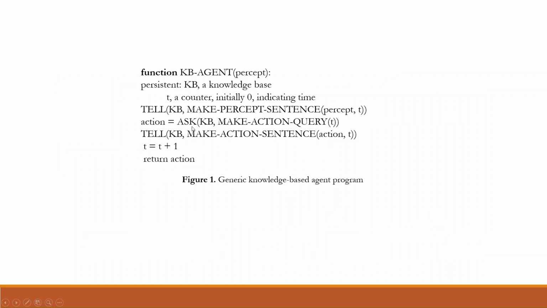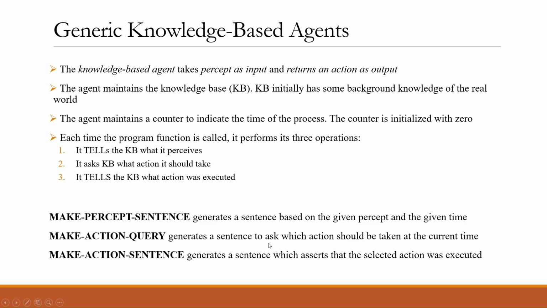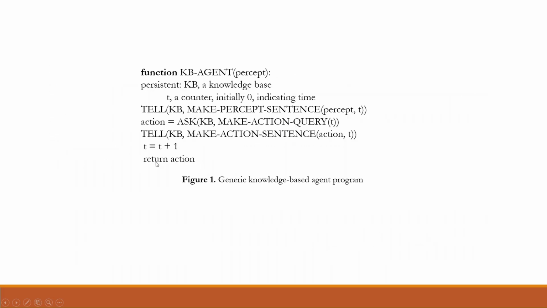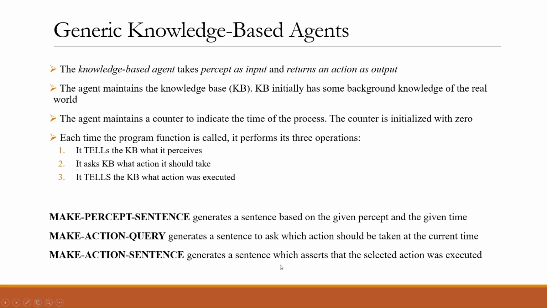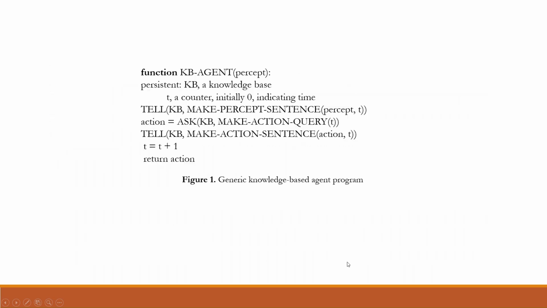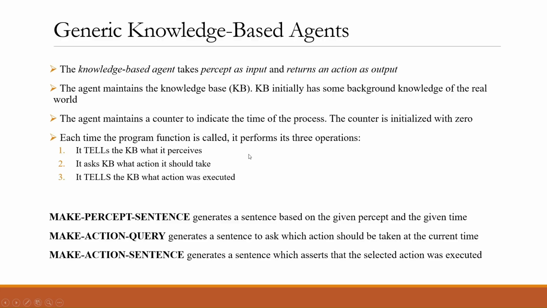Next, we have the ask operation, okay, which receives as parameters the knowledge base and make action query, okay, which generates a sentence to ask which action should be taken at the current time. And then we have another tell which receives as parameters the knowledge base and make action sentence, which generates a sentence which asserts that the selected action was executed. And then we have this t equals t plus 1. It means that we increment the time.